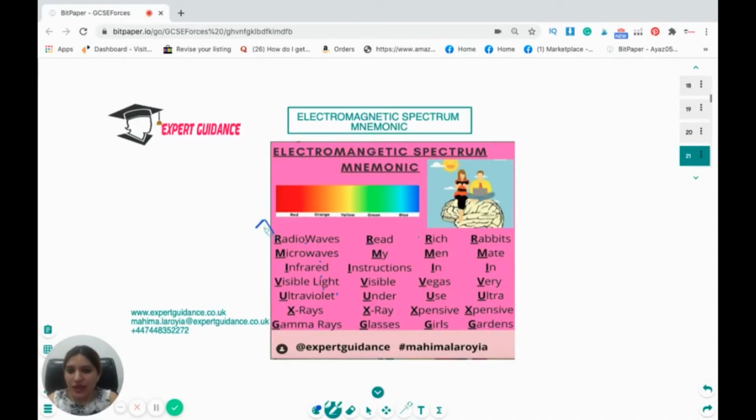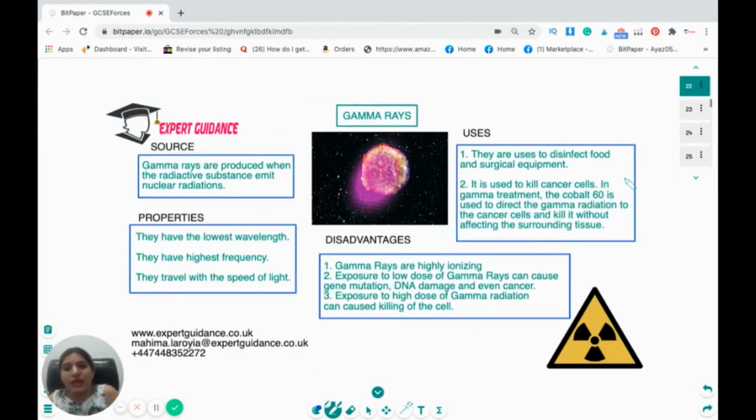And remember, as you go from radio to gamma, the wavelength will be decreasing and frequency will be increasing. So that's an easy way to remember, and make sure you remember that. It is very, very important. Now you should know for each of the waves, what is the source, their properties, their advantages and disadvantages.